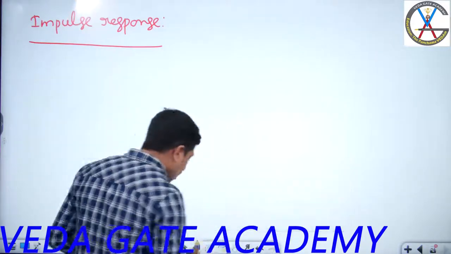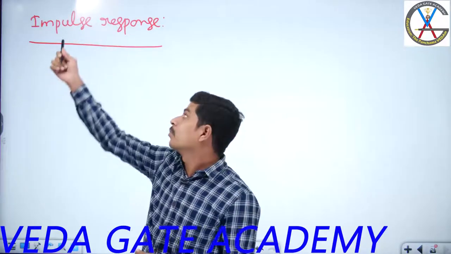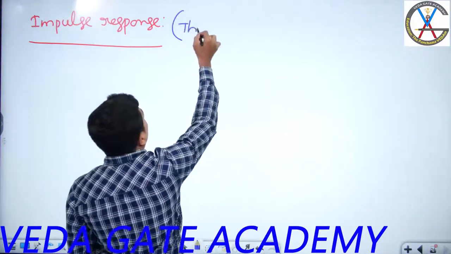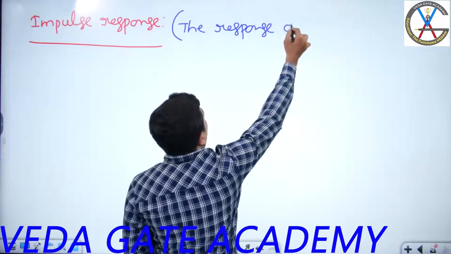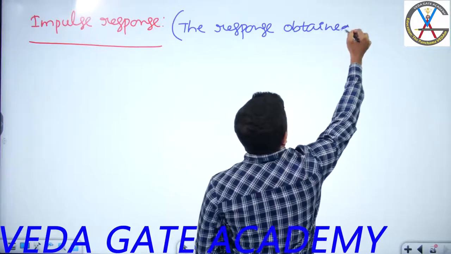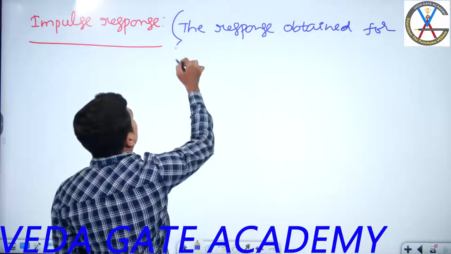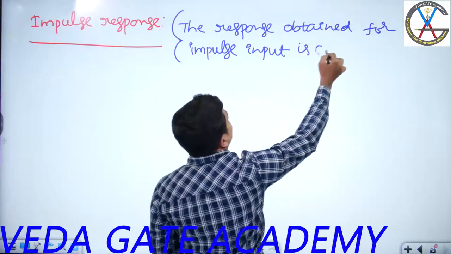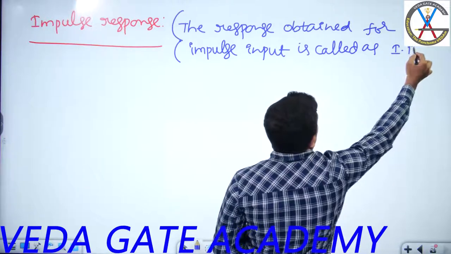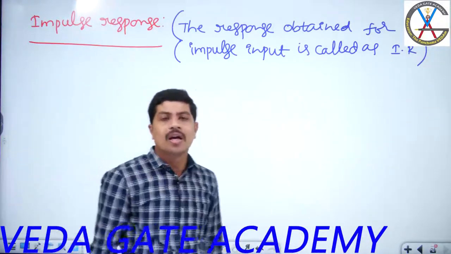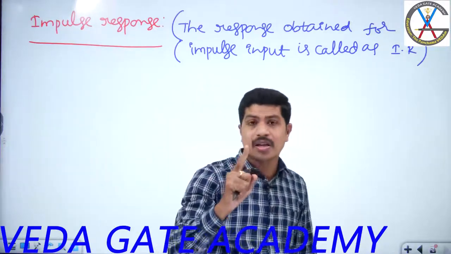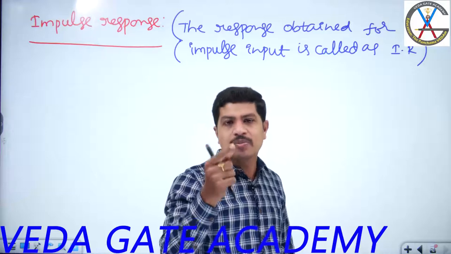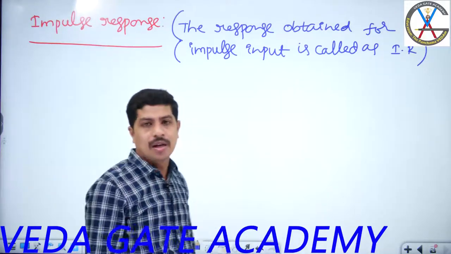By looking at the heading, we are able to know that the input is impulse. The response obtained for impulse input is called impulse response. Please remember, understand it this way. If I say step response, the first point to understand is that the input is step. If I say ramp response, the input is ramp. Parabolic response, input is parabolic. Exponential response, input is exponential.